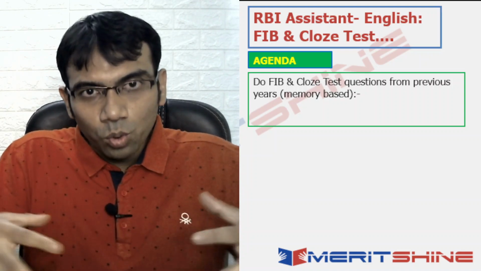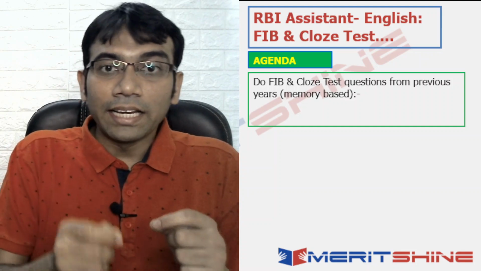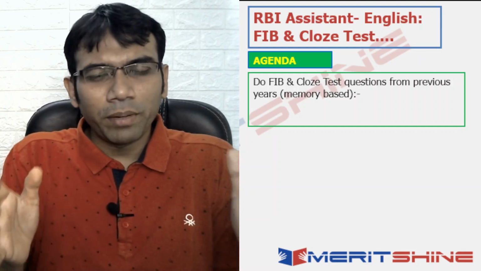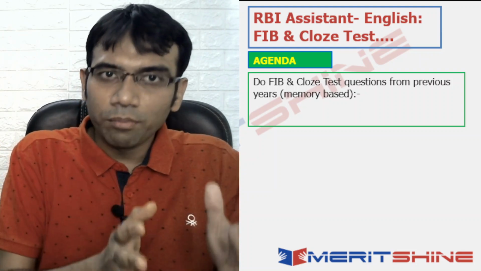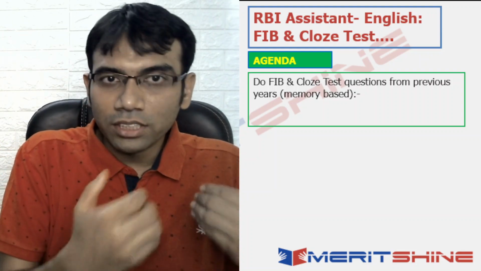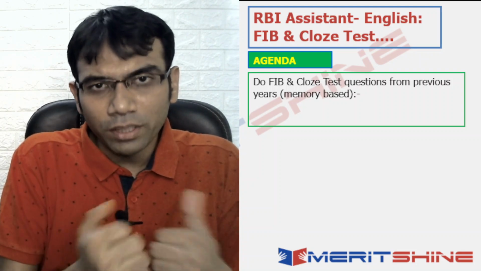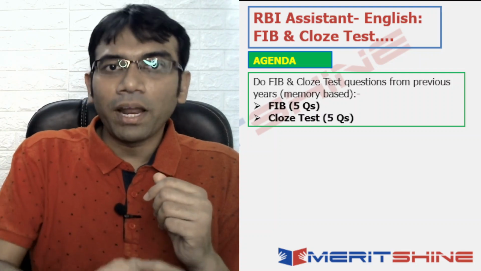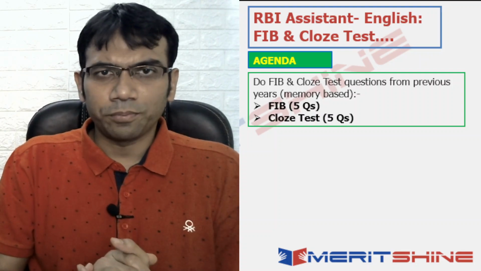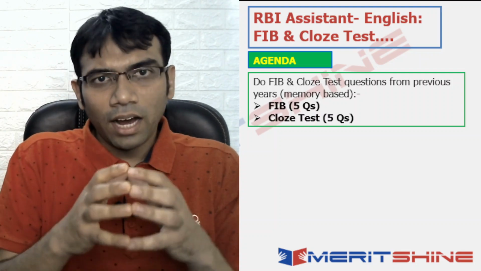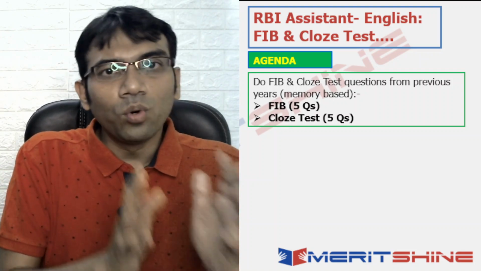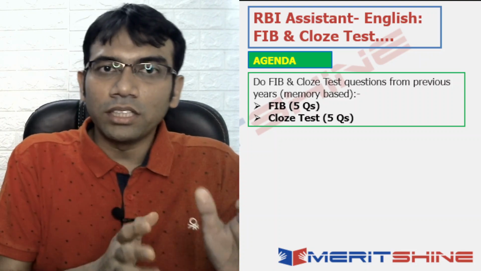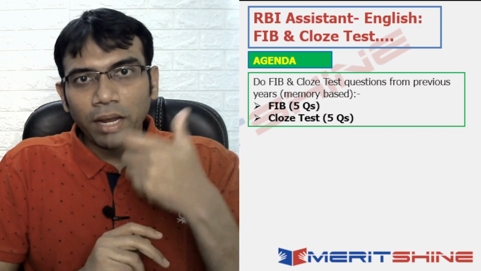So what we are going to do today as a part of the agenda is we are going to take previous year questions. There are memory based questions available on the net from the previous year papers. So we have taken 10 questions, 5 from fill in the blank and 5 from cloze test. Normally what we are seeing is that around 1/3 of the English paper is from these two types of questions, fill in the blanks and cloze test.